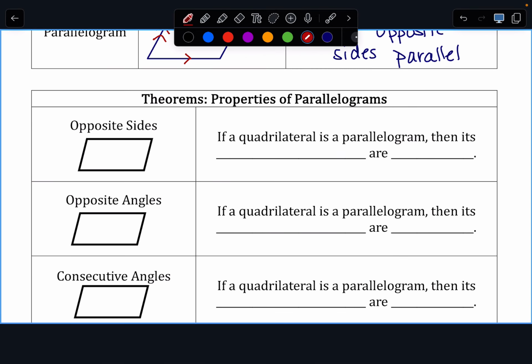So, besides our opposite sides being parallel, if we have a parallelogram, we also know that our opposite sides are congruent. Okay. So both pairs of opposite sides are going to be congruent.